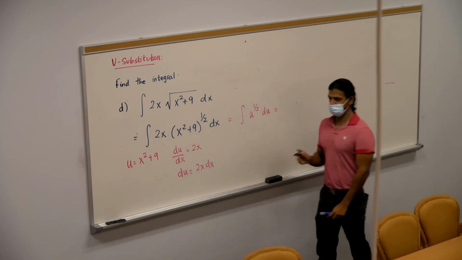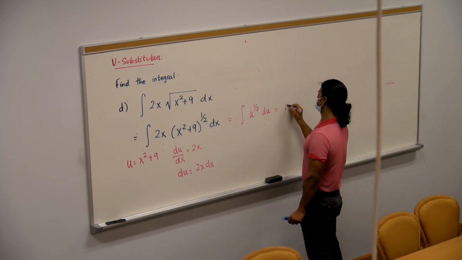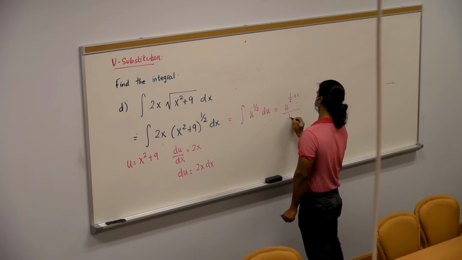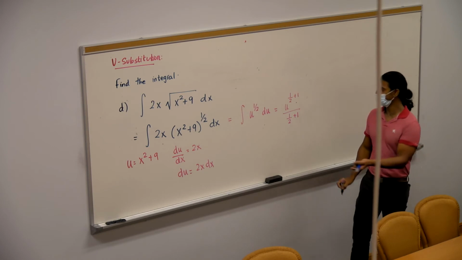And what is the integral of u raised 1/2? It is u raised 1/2 plus 1 divided by 1/2 plus 1, which is 3 over 2.